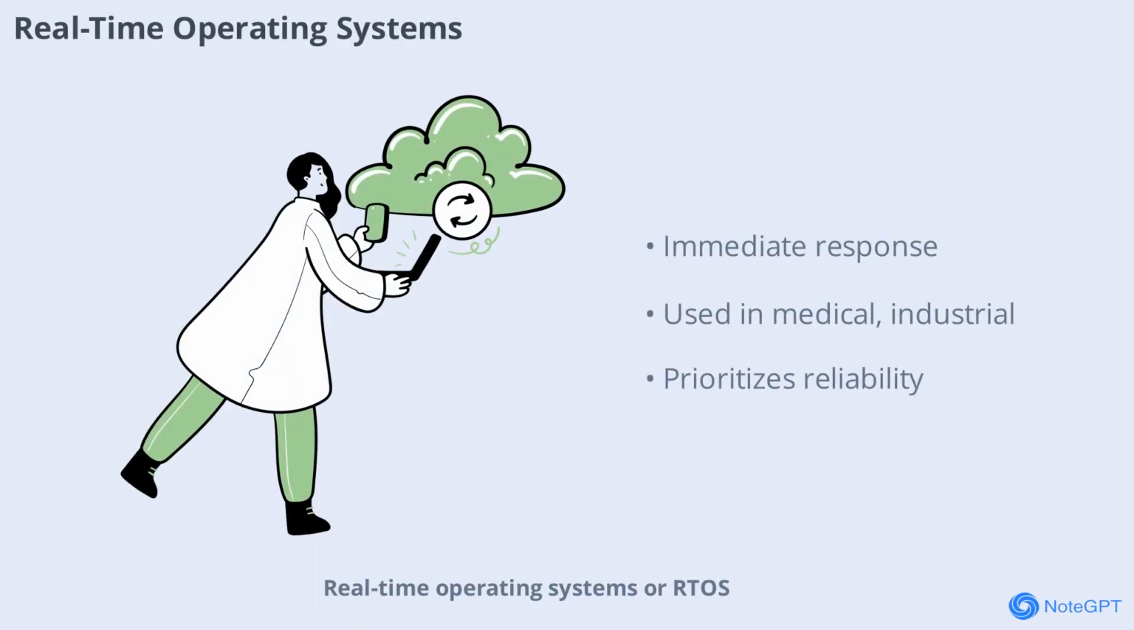Real-time operating systems, or RTOS, are designed for applications that require immediate response, such as medical devices, industrial robots, and automotive systems. These OSs prioritize speed and reliability, ensuring that critical tasks are completed on time. RTOS are essential for environments where delays could lead to serious consequences.